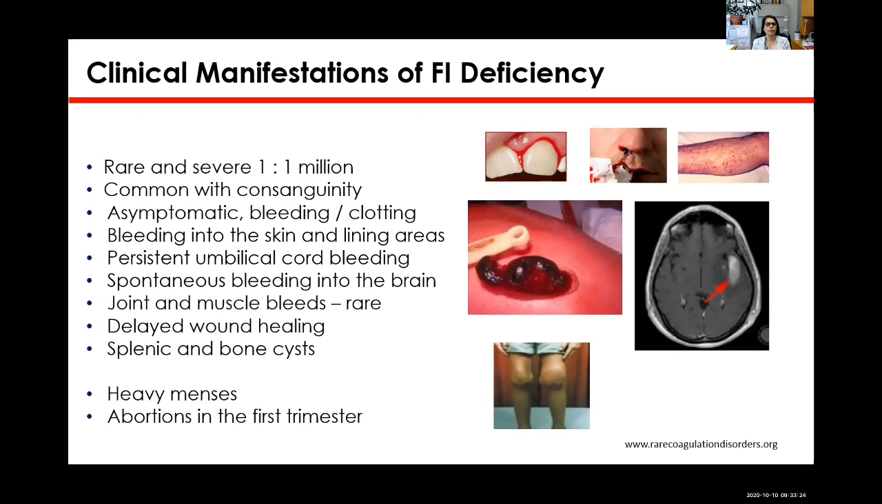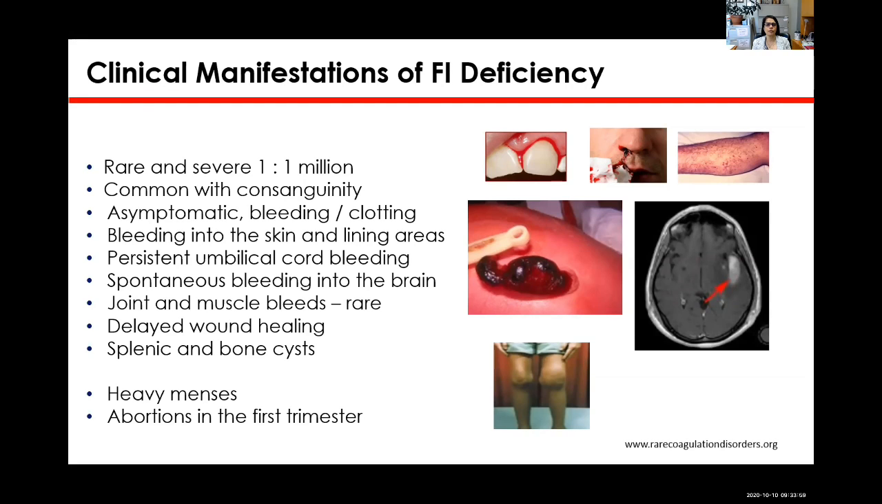Some of the clinical manifestations, a lot of these fibrinogen deficient individuals could be asymptomatic. Some of them can have mild bleeding symptoms, severe bleeding symptoms, and some of them can have clotting symptoms. But the most common symptoms are bleeding into the skin and lining areas. And also persistent umbilical cord bleeding should be a red flag, because this could be a presentation both with fibrinogen deficiencies as well as factor 13 deficiency.